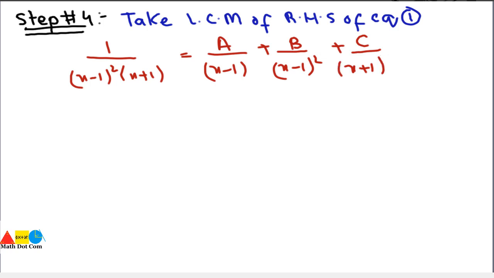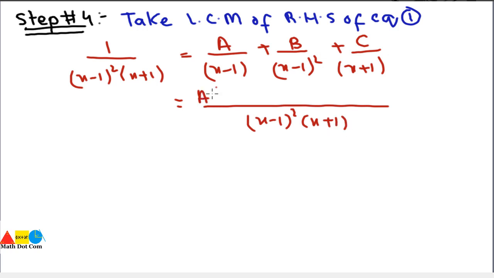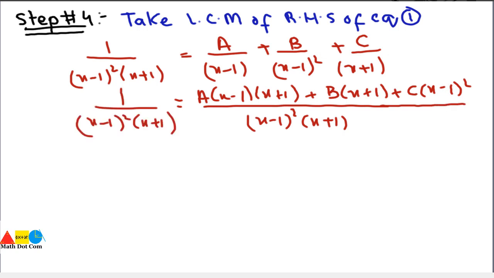Now let's take the LCM as (x minus 1) whole square into (x plus 1). So I'll write it as a into (x minus 1) into (x plus 1) plus b into (x plus 1) plus c into (x minus 1) whole square, as you know how to take the LCM. Then what we have to do? We have to cancel the similar terms on both sides as like this.